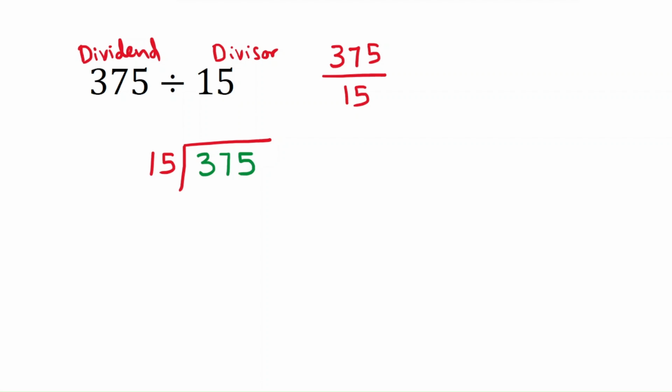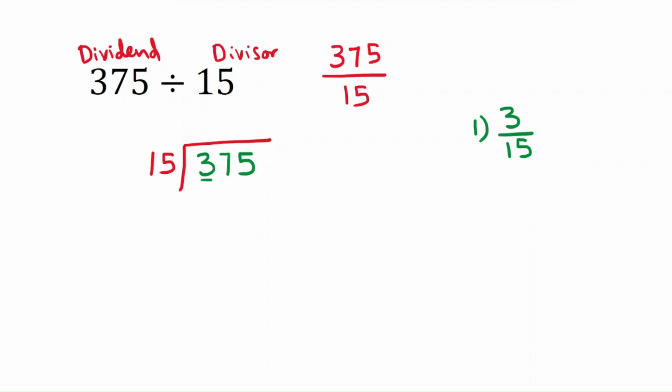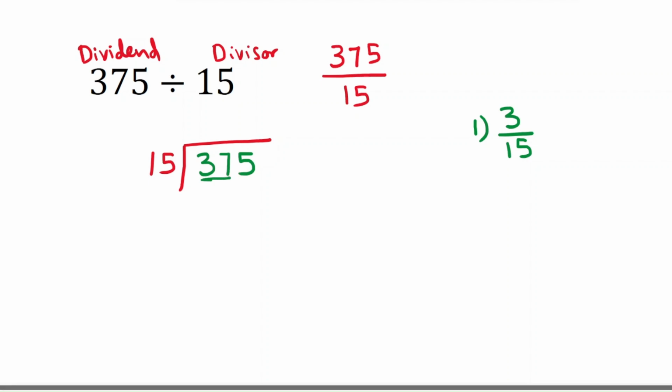What is our first step? First, divide. You have to take the first digit from the left side of the dividend, 375. Here, 3. So, 3 by 15. Here, we can't make groups of 3 by 15. So, you have to take the 2 digits, 3 and 7. That is 37 by 15.